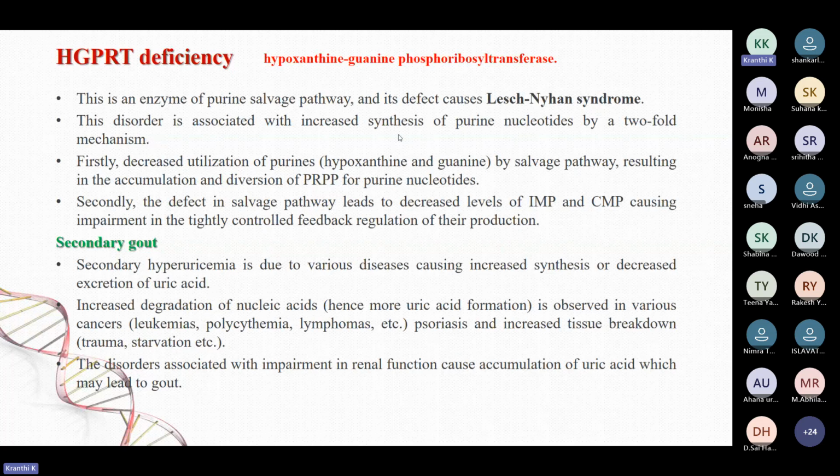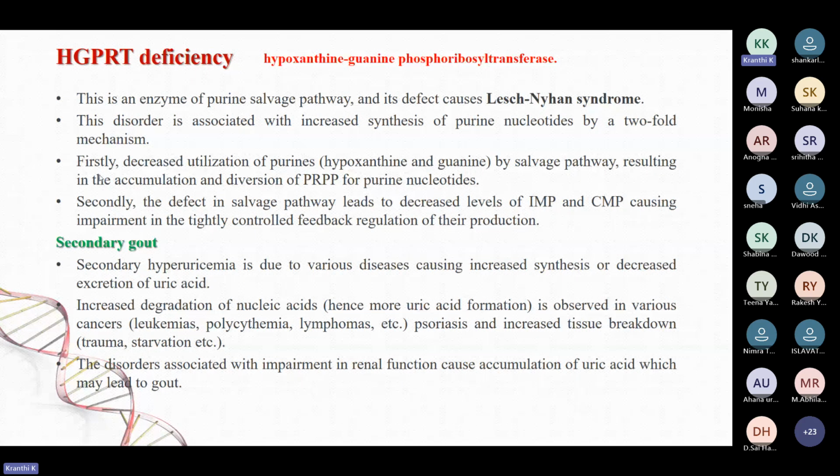This disorder is associated with increased synthesis of purine nucleotides by a twofold mechanism. First, hypoxanthine and guanine show decreased utilization by the salvage pathway, resulting in the accumulation of hypoxanthine and guanine and diversion of PRPP for purine nucleotide synthesis. Usually, the recycling should happen, right? If no recycling is happening, then whatever hypoxanthine and guanine are formed are not utilized by the salvage pathway. So the accumulation of hypoxanthine and guanine is happening.